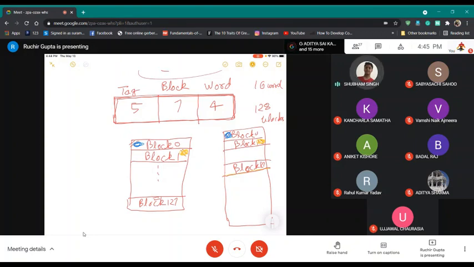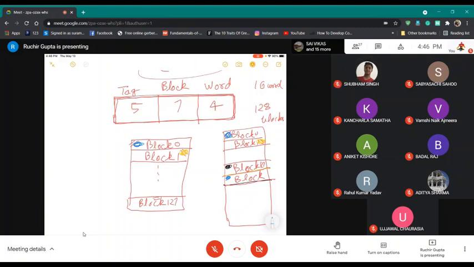Sir, how are we dealing with conflicts? So for conflict, it is simple. Suppose there is a block 0 at block 0 and block 128 comes. So block 0 will be replaced. Right? So the newer block replaces the older block. Fine. Okay.